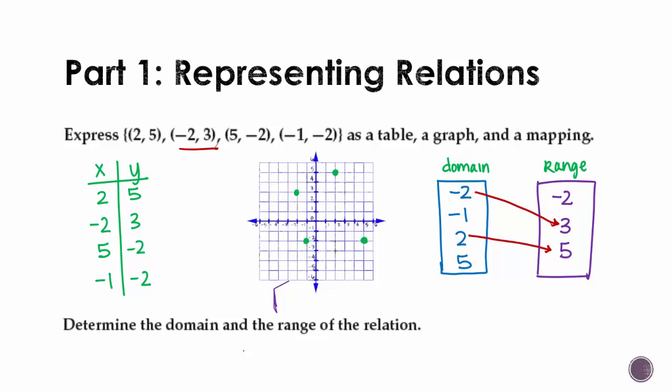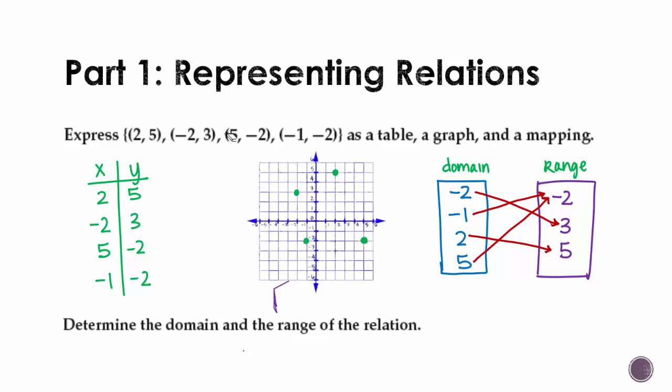The next one says 5 needs to go to -2. And then -1 needs to go to -2. Okay, so you're just showing where they line up. And all three of these methods will come in handy tomorrow when we talk about functions.